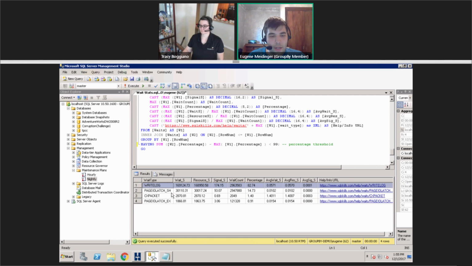But then the next thing we have here is PAGEIOLATCH. And we talked about that. That can be a sign that it's reading from disk because there's memory pressure. There's not enough RAM available. So let's take a look at how much RAM it's using. Let's take a look at page life expectancy to dig further.